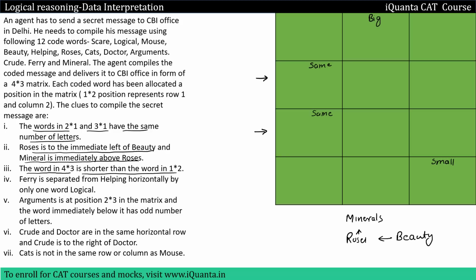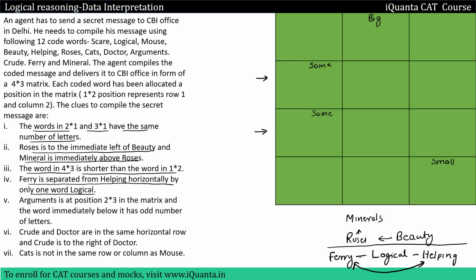Okay. Next one is ferry is separated from helping horizontally by one word, logical. So this is also a very good clue. The clue is ferry and helping, these are separated by one word which is logical. Okay, but now we have not been told whether ferry is to the left or right. So the positions of these two, ferry and helping, are interchangeable. Okay, the positions of these can be reversed, but one thing that we know for sure from this is logical will always be in the middle column. Okay, so that is how you have to keep comprehending each clue. You can write it down in the table in your own words so that you do not need to go through the clues again and again.